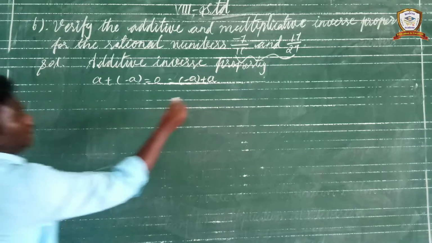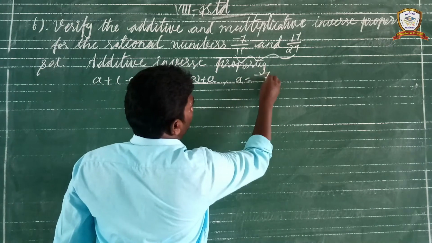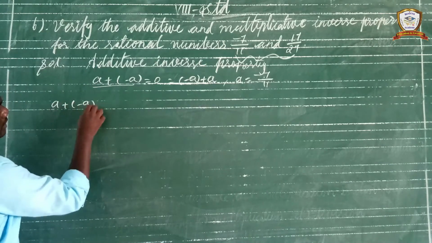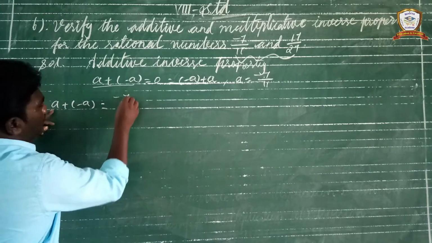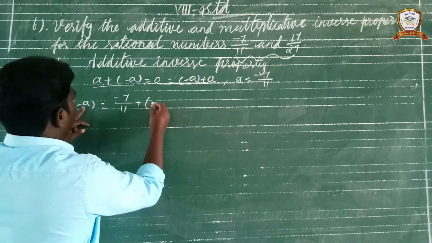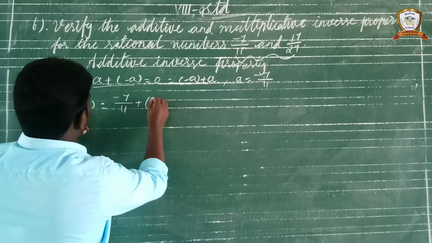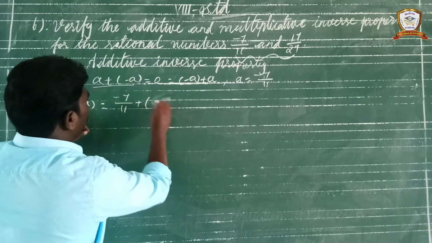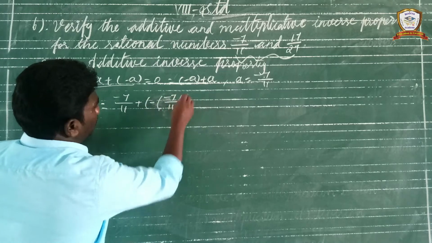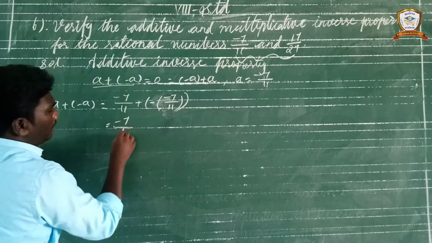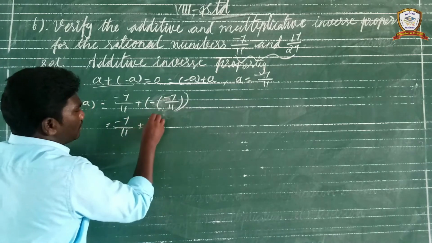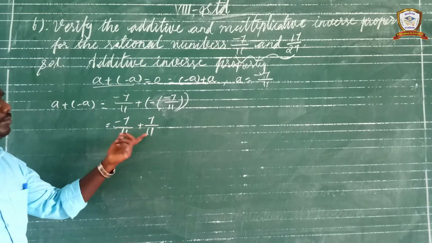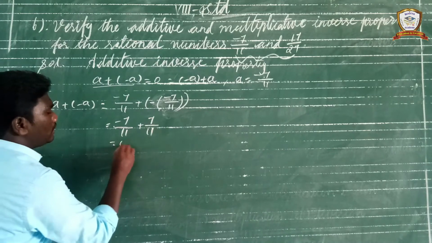Okay. So here a is equal to minus 7 by 11. First take the LHS, a plus (minus a). What is it here? Minus 7 by 11 plus (minus of minus 7 by 11). Therefore minus 7 by 11 plus 7 by 11. Both have different signs, so we subtract and we get 0.